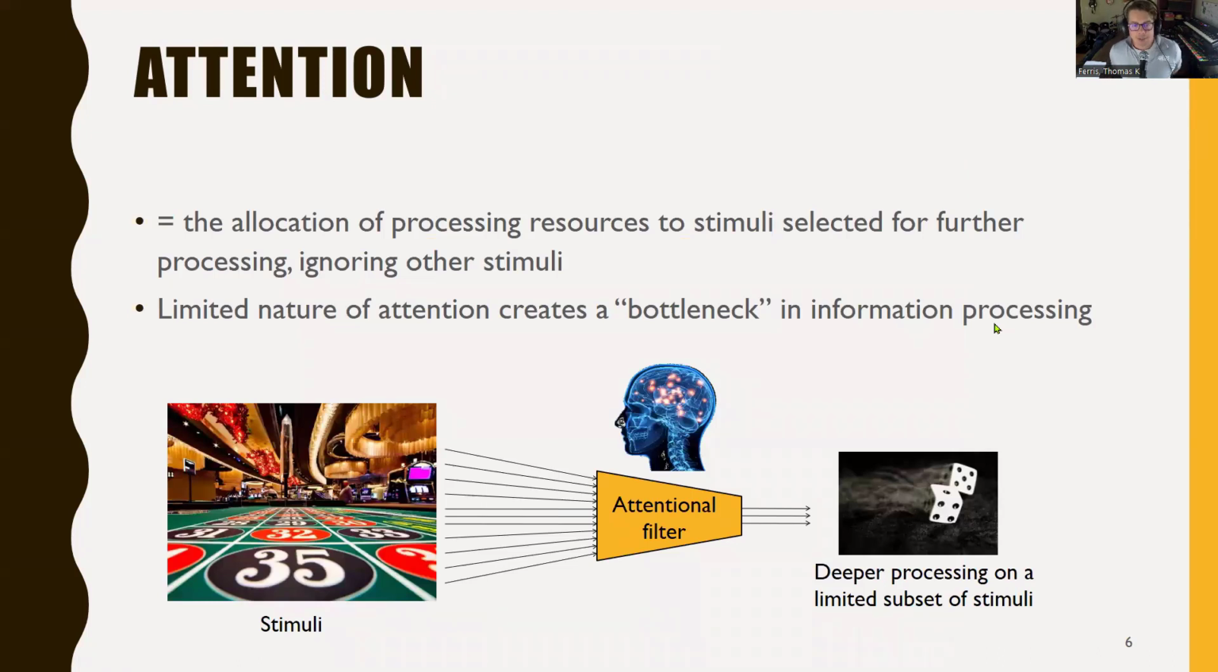Okay, good. So attention, I guess you can call this my formal definition of it, because it's a multi-defined term, with a lot of different ways. So attention is the allocation of processing resources to stimuli selected for further processing and ignoring other stimuli. So let me break that down. The allocation of processing resources.